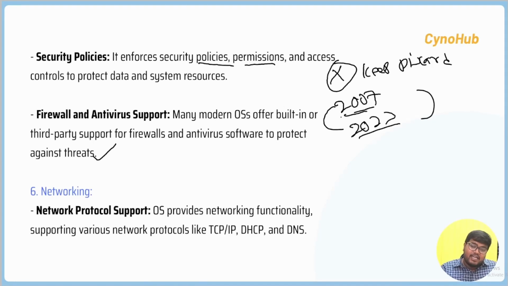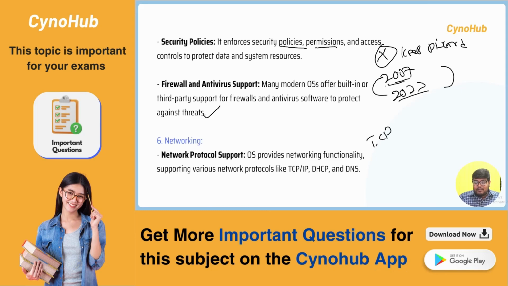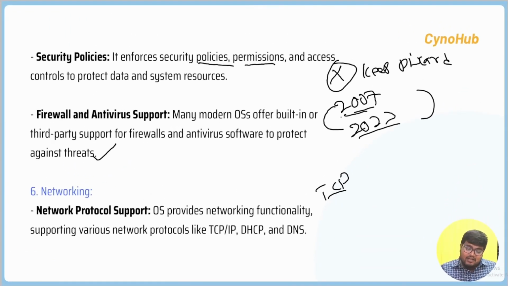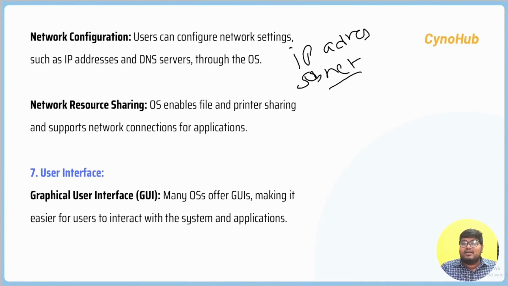Next one is networking. In the case of networking, the OS provides networking protocols like TCP and UDP. These networking protocols are nothing but communication. TCP means connection-oriented; UDP means connectionless. How you communicate with another system, how you pass information from one system to another through the LAN, comes under network protocol support. Network configuration means things like IP address and subnet mask. All these come under network configuration.